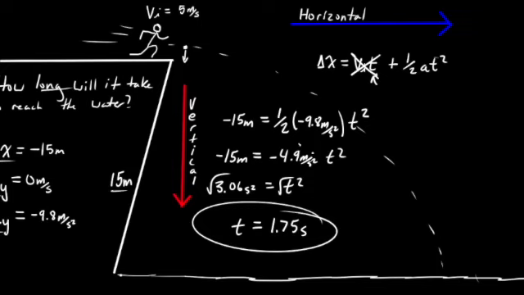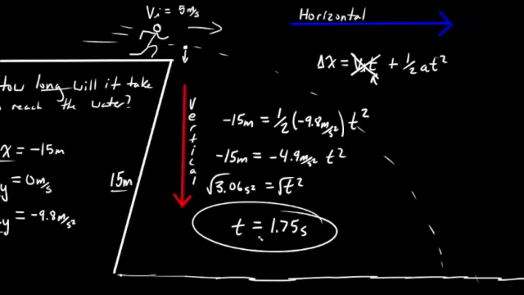And again, it doesn't matter what his initial velocity is this way. He's a free-falling object, and so that horizontal motion is independent of this motion. He's going to take 1.75 seconds, whether he's going 100 miles an hour this way, or if he were to just simply step off the edge, it's going to take him 1.75 seconds to reach the bottom.